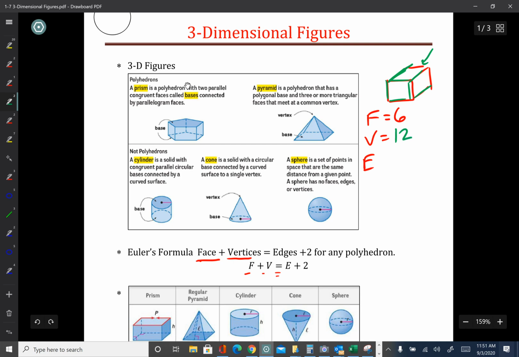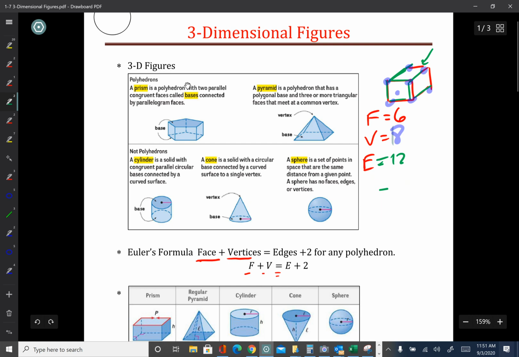So it has 12. Oh, dang it, I put that in the vertices. It has 12 edges. And then how many vertices does it have? Well, I'll do that in blue, let's say. So it has 1, 2, 3, 4 vertices, and then 4 more on the bottom, right? So 8. Now look what happens. 6 faces plus 8 vertices always equals the number of edges plus 2. 6 plus 8 is 14, and 12 plus 2 is 14. 14 equals 14.